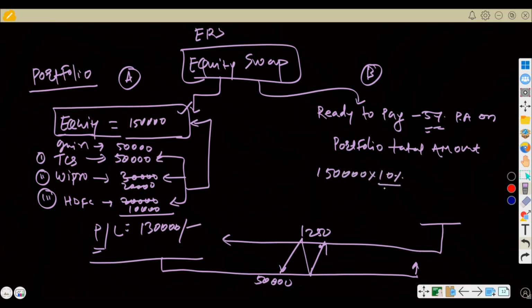1,50,000 times 10% divided by 100 becomes 15,000. 15,000 divided by 4 becomes 3,750. So now you think: 3,750 plus the loss of 20,000, who will bear it?